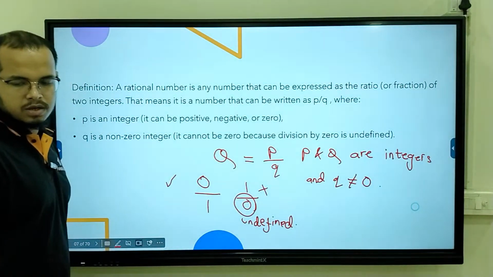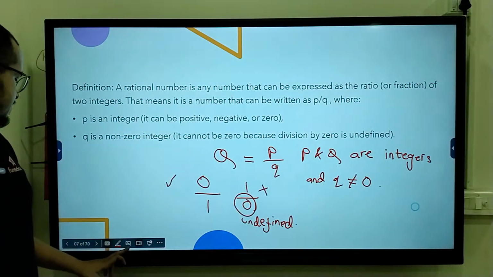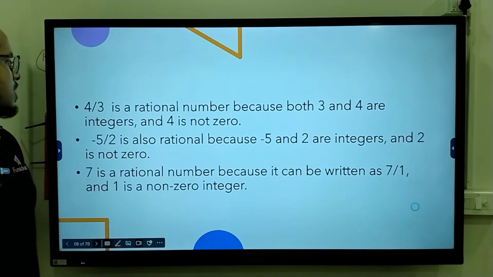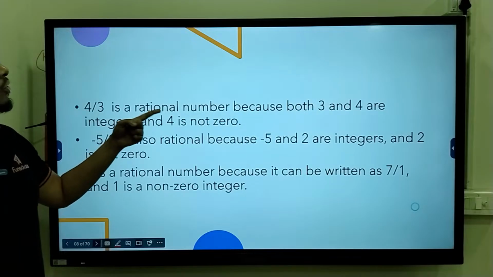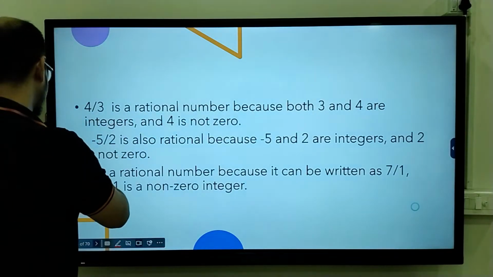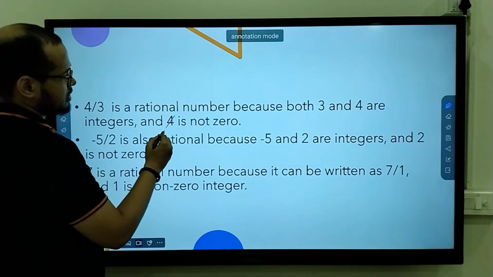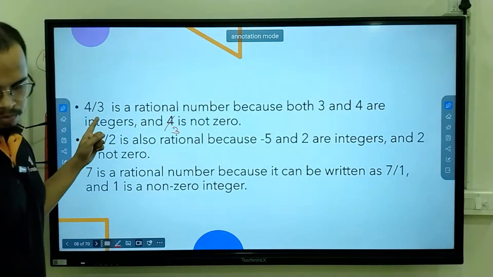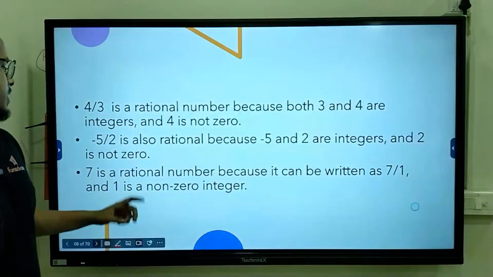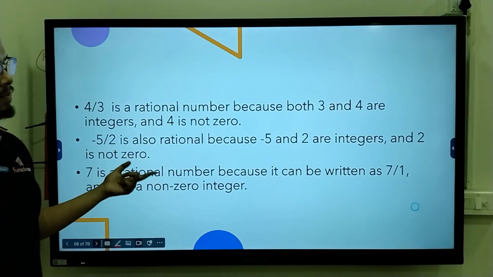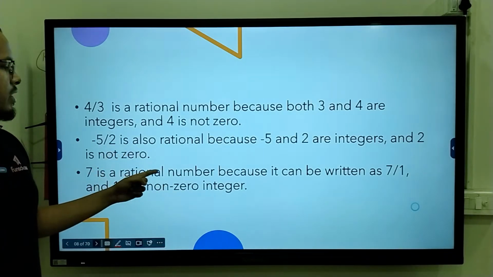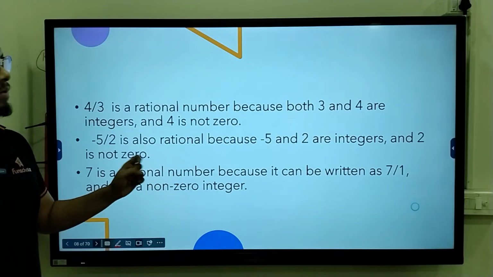Okay, that is exactly what we have understood. Next, 4 by 3 is a rational number because both 4 and 3 are integers and 3 is not 0. Here the term "4 is not 0" is incorrect, it will be 3 is not 0. The denominator, we are going to focus on the denominator. Next, minus 5 by 2 is also a rational number because minus 5 and 2 are integers and 2 is not 0. Perfect. 7 is a rational number because it can be written as 7 by 1.